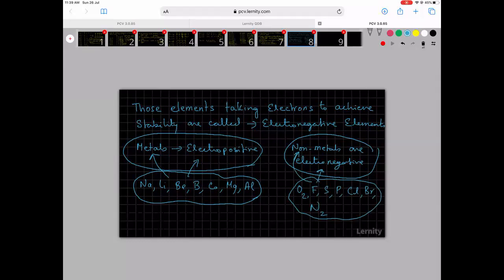Metals give electrons to attain noble gas configuration. Non-metals take electrons to attain noble gas configuration. Based on atomic structure, the configuration, you can say whether a particular element is a metal or a non-metal. That will depend upon whether it is taking or giving electrons. Here I have given you examples of metals. Here I have given you examples of non-metals.